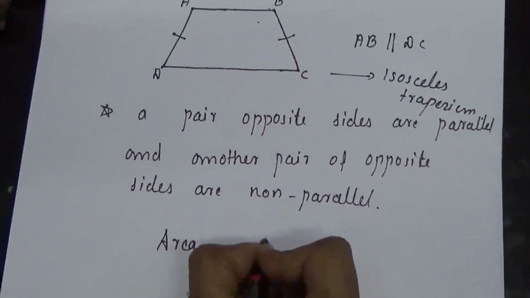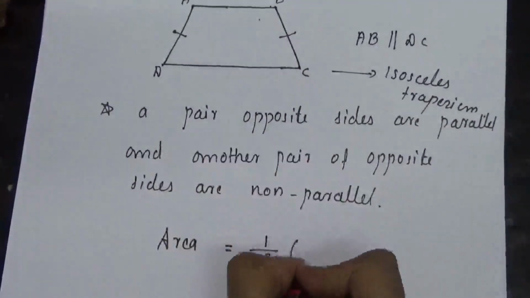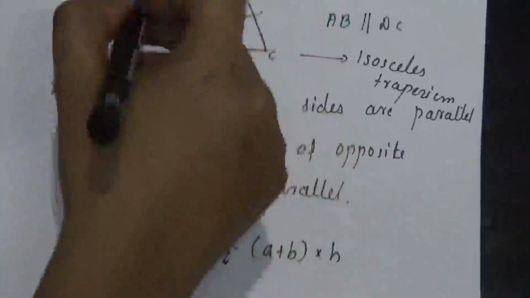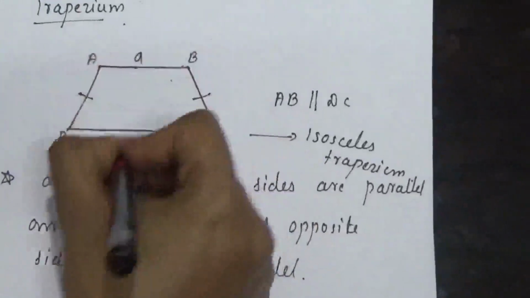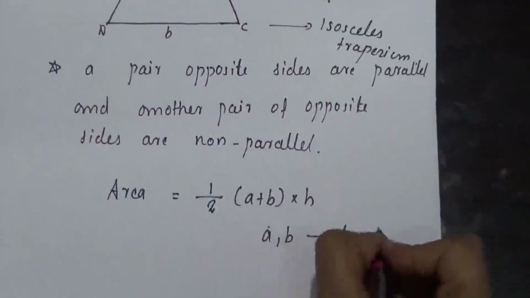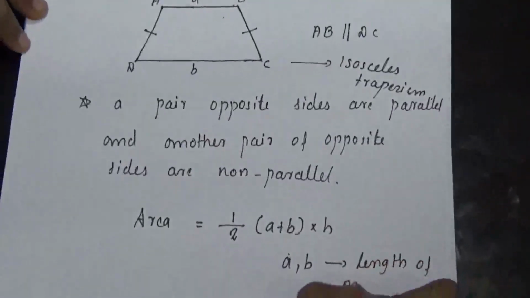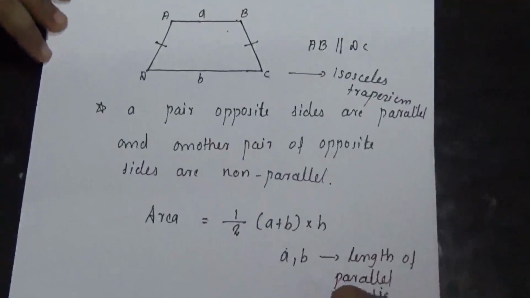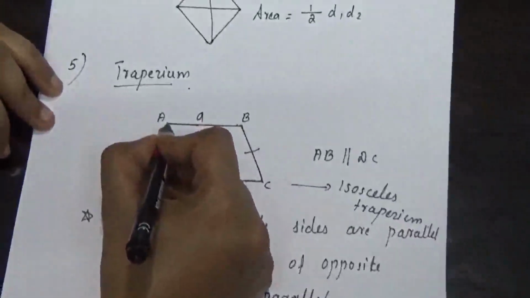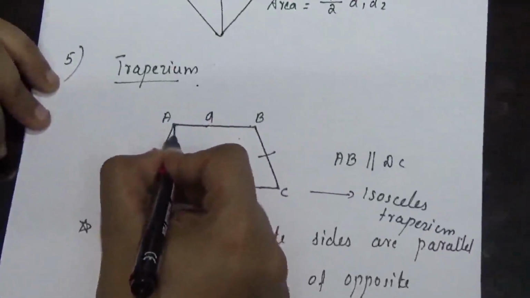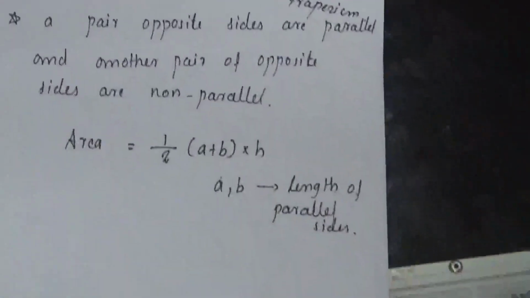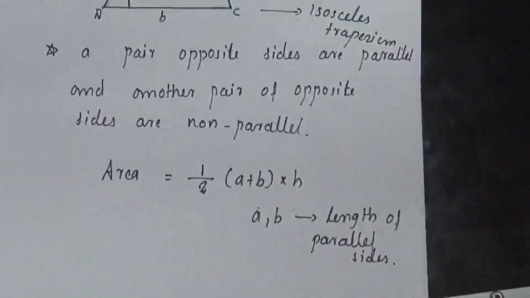Okay, now to find the area of a trapezium, we have a formula: area of trapezium is equal to half into A plus B into H. What are A and B? A and B are the lengths of the parallel sides. H is height. Height means the distance from one vertex to its opposite side. This is height. So this is the formula for finding the area of a trapezium: half into A plus B into H.